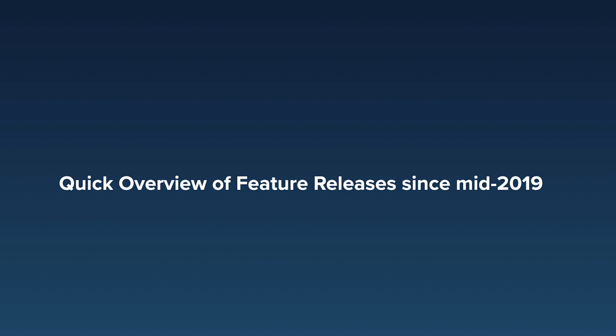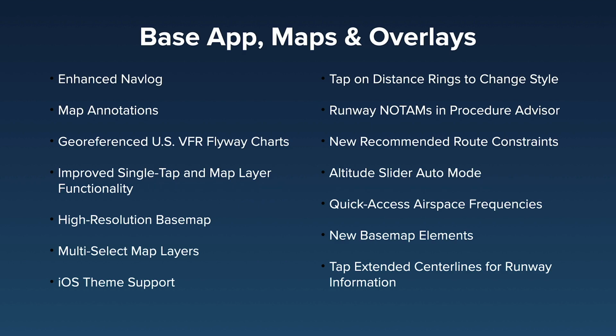Let's take a quick overview look at the feature releases since mid-2019 when we last came to you actually live and in person at Oshkosh. I broke these up into several groups. We're going to start with the base map, base app, and overlays. And taking a look at these, if you happen to see one that maybe you missed, you want to make a note of that and go back and review it. Or maybe some of these you've looked at, but it's been a while and maybe you personally have grown stale. In any case, whatever works for you, just bring into attention the many features that we have released.